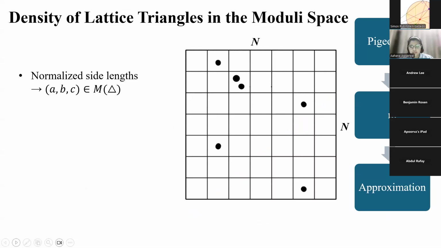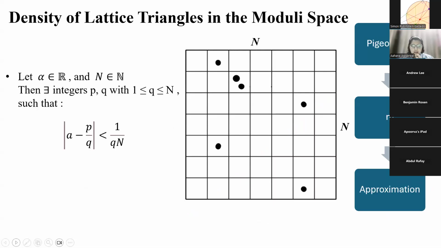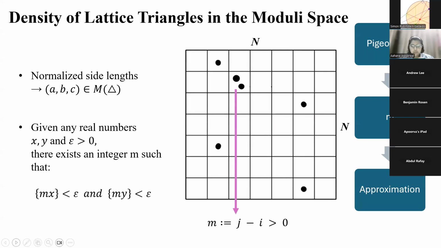We use the pigeonhole principle to approximate a value m. Using Dirichlet's approximation, we modify it to consider two simultaneous constraints instead of just one constraint, from which we obtain that there must be 2 points inside one box, which gives us the approximation that some number m must exist such that the fractional part of mx is less than epsilon simultaneously while the fractional part of my is less than epsilon. Here m, x and y are real numbers.